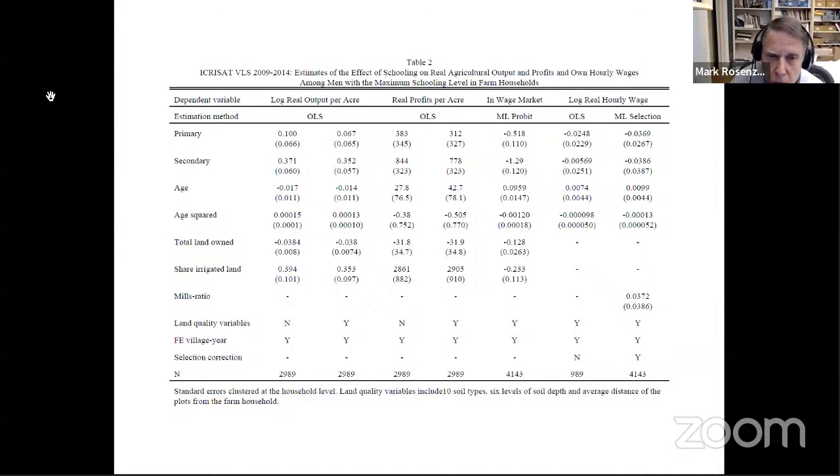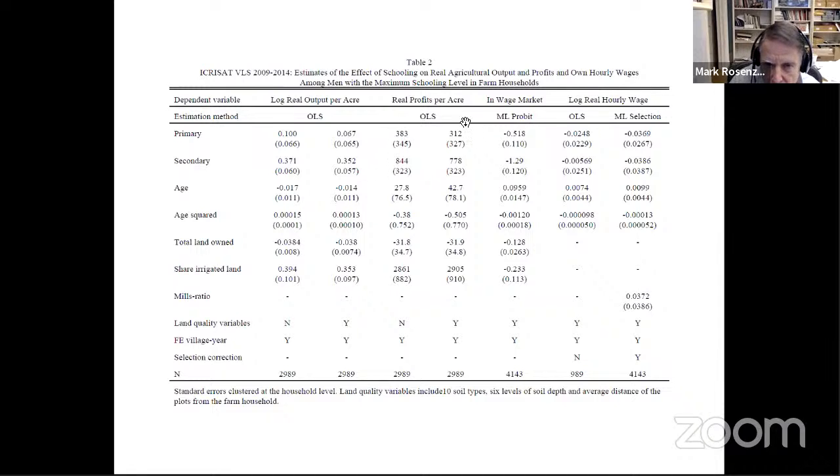Okay, so just looking at OLS, we have, again, village-year fixed effects to control for prices and for weather changes. We don't have the land quality variables. And we get that the secondary school farmer gets 37% higher output per acre compared to an illiterate farmer, and 27% more output per acre than the farmer who has only primary schooling. When we control for land quality, it really doesn't change the estimates in any significant way.